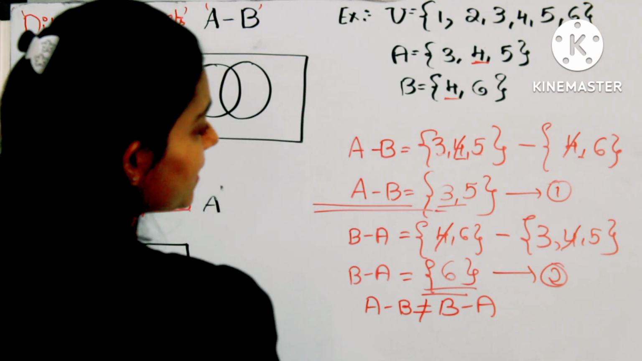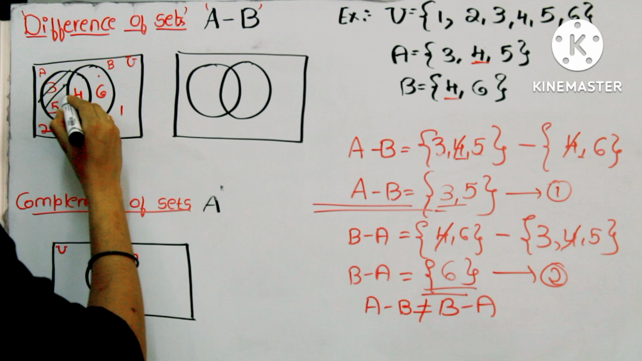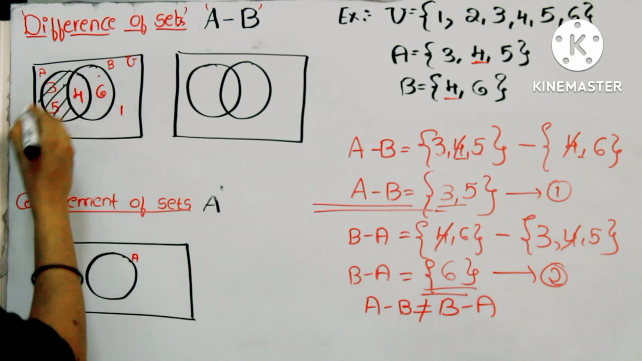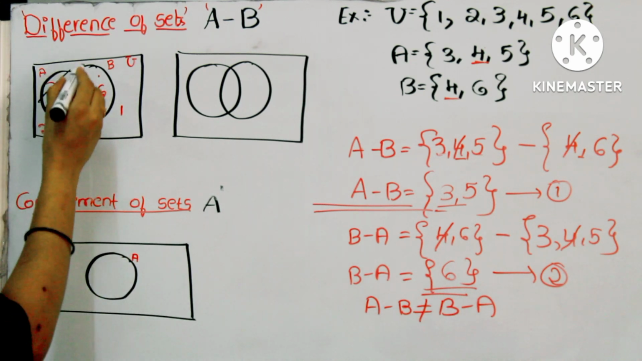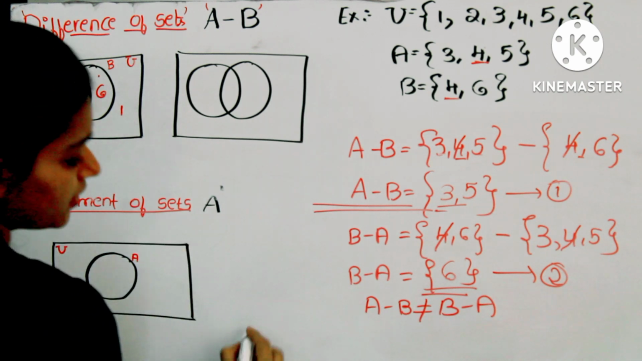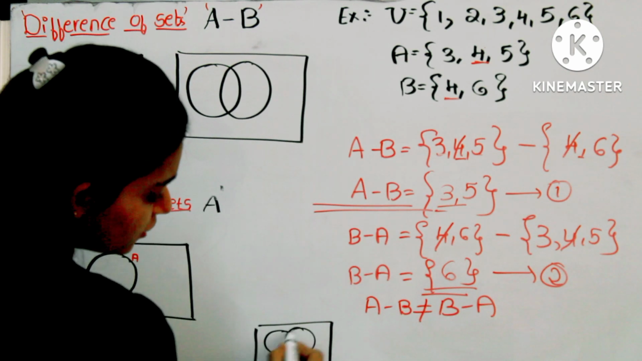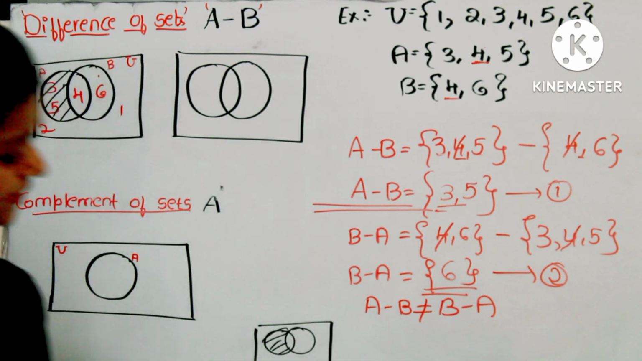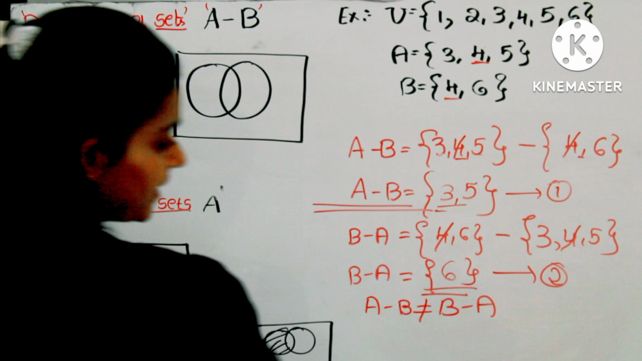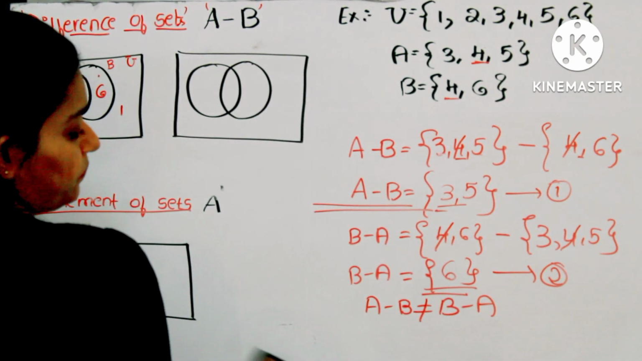So here we have A minus B. What is A minus B? A minus B is 3, 5. Therefore, the shaded portion for A minus B is only this side. Don't shade the intersection point. Generally, when you draw the diagram, you only shade the A side, and don't shade the intersection point.